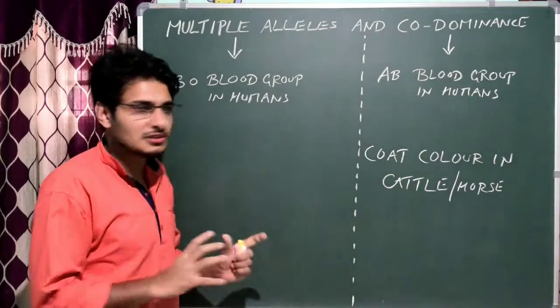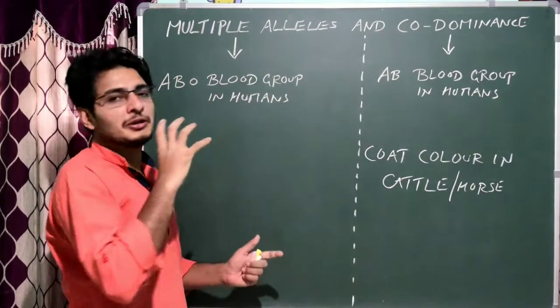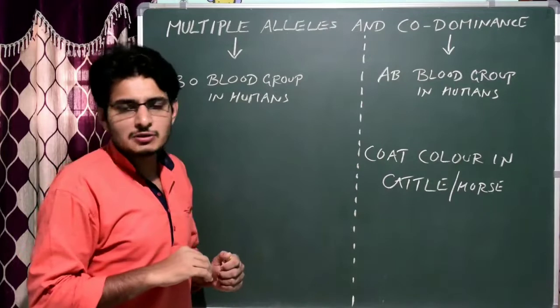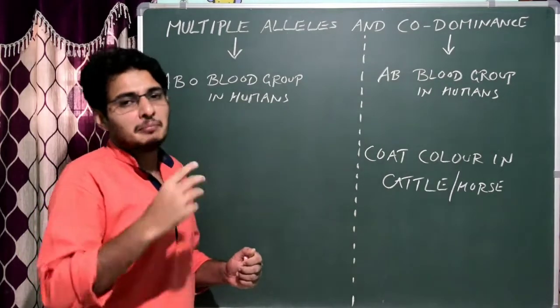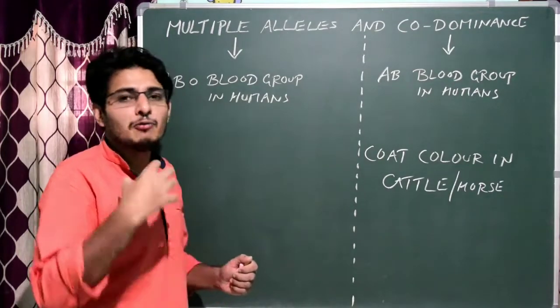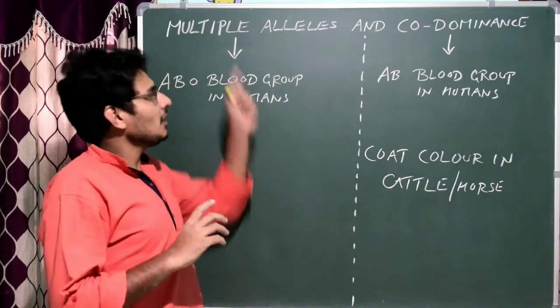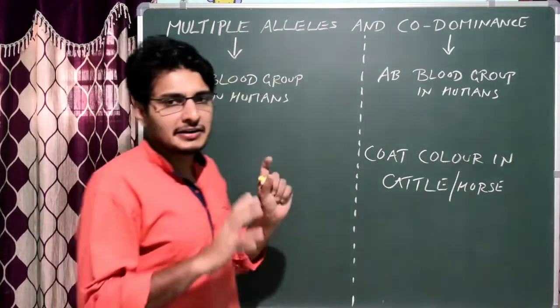A good example for this is ABO blood group in humans. See, there are actually 4 different types of blood group, that is A blood group, B blood group, AB blood group, and O blood group. So I'll explain it. Multiple allelism, very interesting concept.